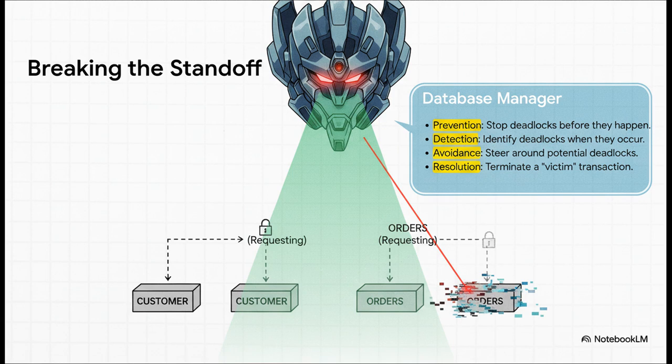They can try to prevent deadlocks from ever happening or detect them when they do. But a lot of the time, the simplest solution is to just pick one transaction as the victim, shut it down, and roll it back. That frees up the other one to finally finish its job.